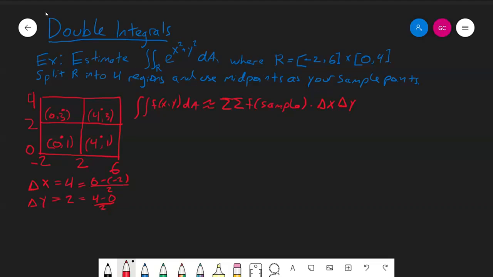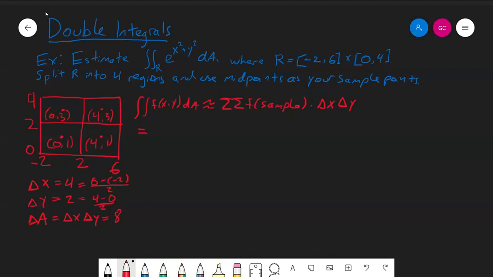And sometimes we abbreviate delta x, delta y by delta A. Right? So that's the area of one of these regions. And so since these regions are all 4 by 2 rectangles, the area of each region is 8.